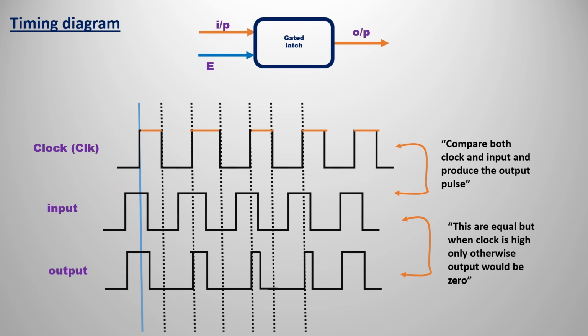If you compare them, you can observe that first the clock is high, so the input will remain the same. Then you can also observe that the clock is high for the next pulse, so it is again going to follow the input level. If you observe clearly, you can relate both of them.